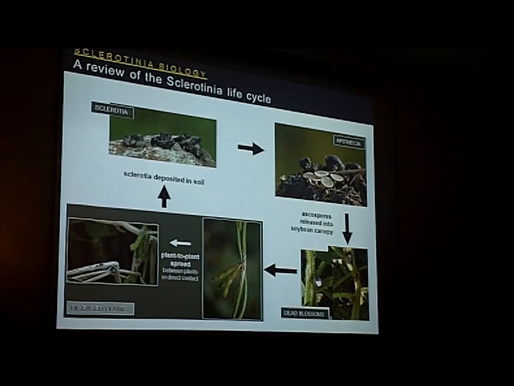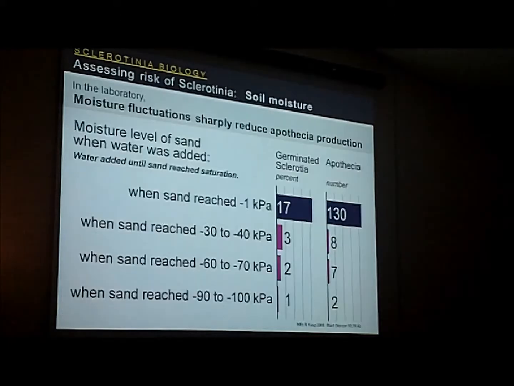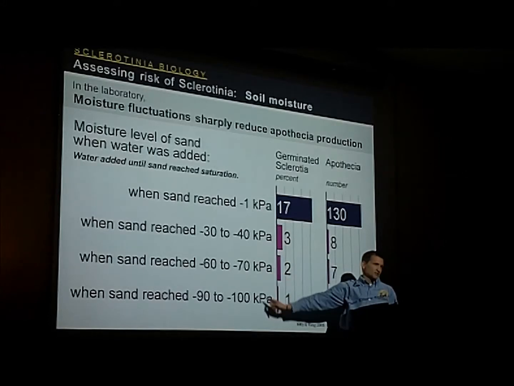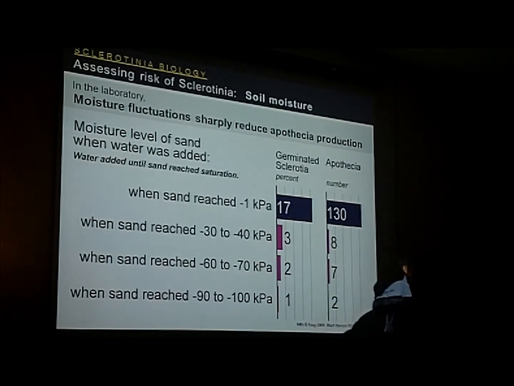You aren't going to get spores unless you have little mushrooms. So we're going to talk about what conditions are favorable for the mushroom production. These are mushrooms, and so they like soil to be wet. This is a laboratory study, but it's very nice and illustrative. Basically, kilopascals are measures of soil moisture. The more negative it is, the drier it is. Closer to zero, the moister it is.